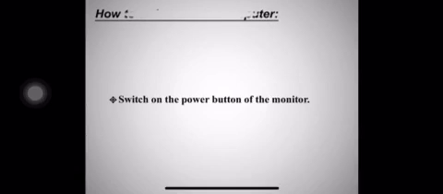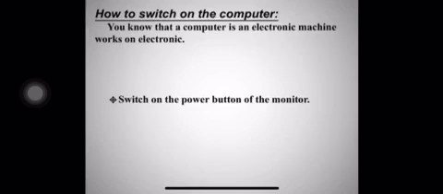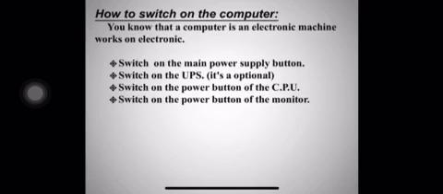Let us learn how to switch on the computer. You know that a computer is an electronic machine and works on electricity. That means we require electricity to switch on the computer. Let us learn the steps. Switch on the main power supply button. Second, switch on the UPS. It's optional. Third, switch on the power button on the CPU. Then switch on the power button on the monitor.